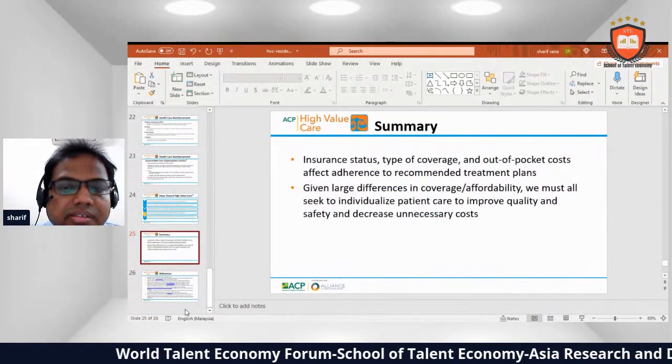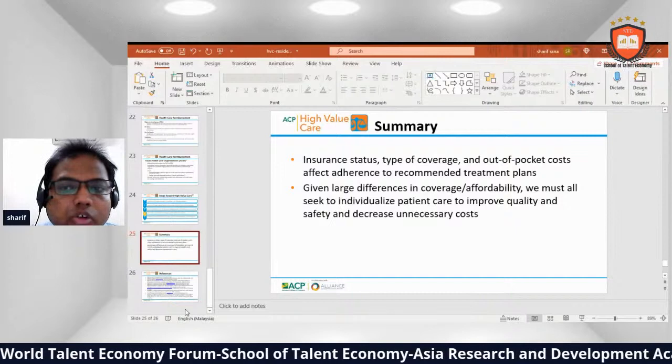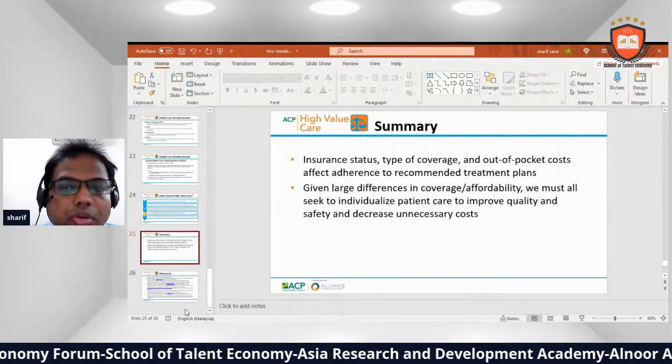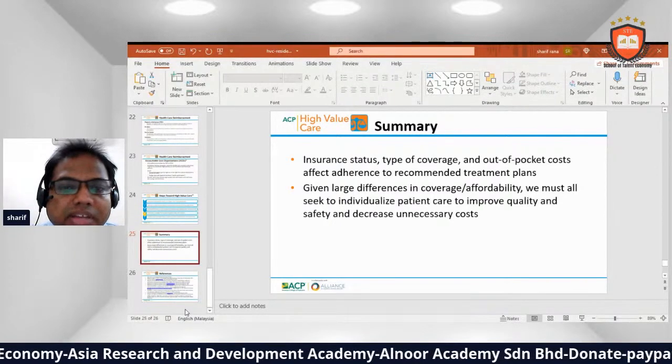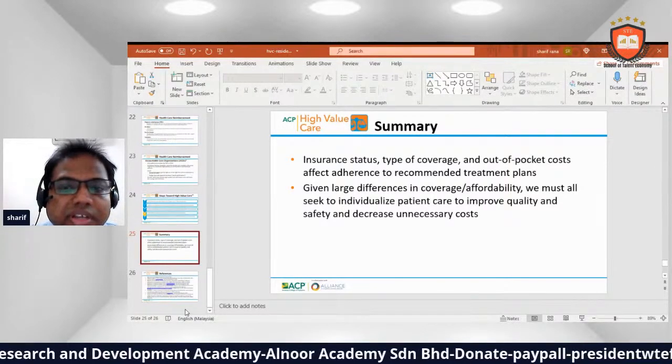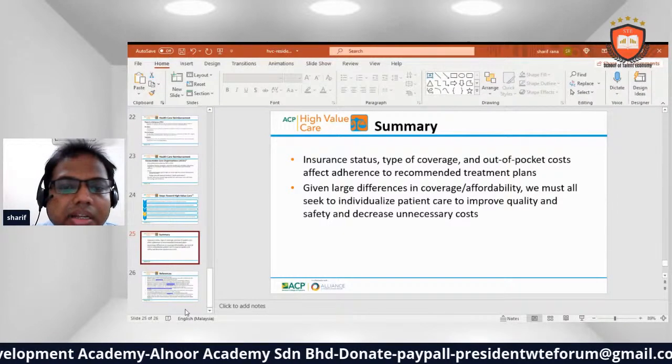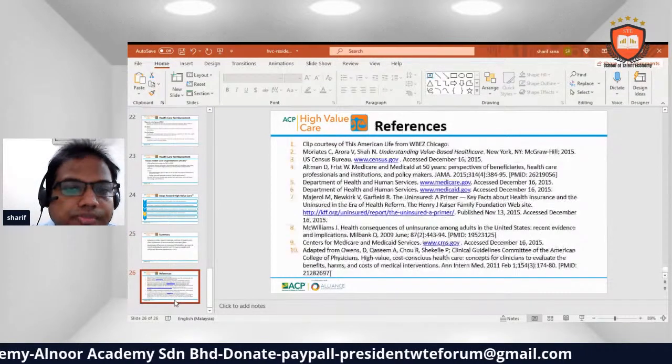Summary: insurance status, type of coverage, and out-of-pocket cost affect adherence to recommended treatment plans, given large differences in coverage and affordability. We must all seek to individualize patients' care to improve quality and safety and decrease unnecessary cost.